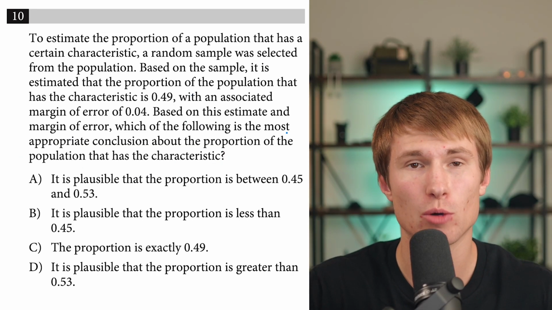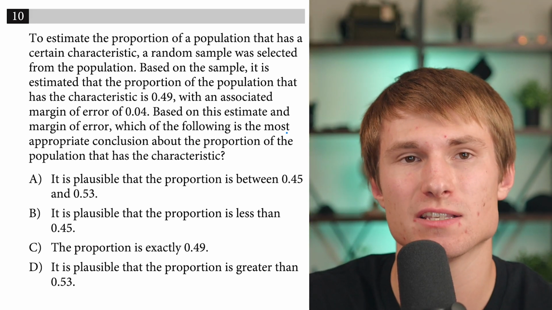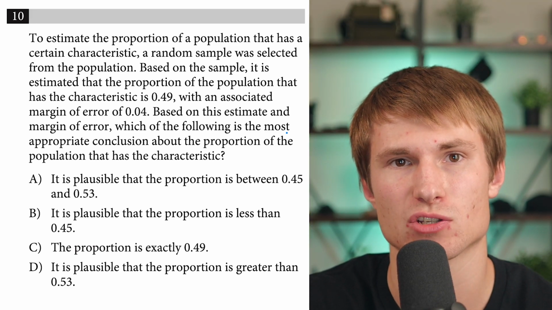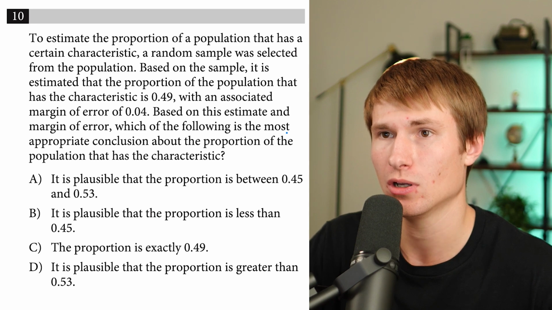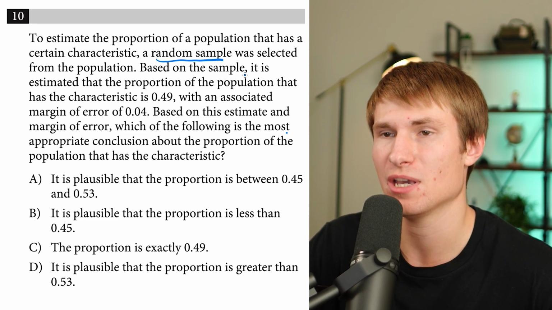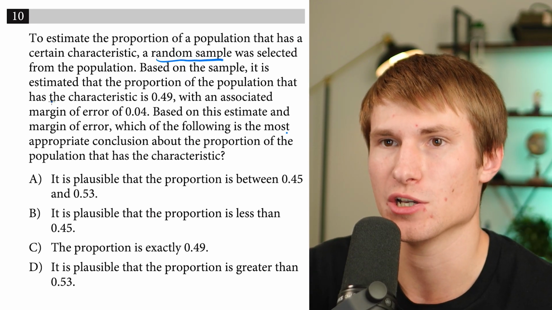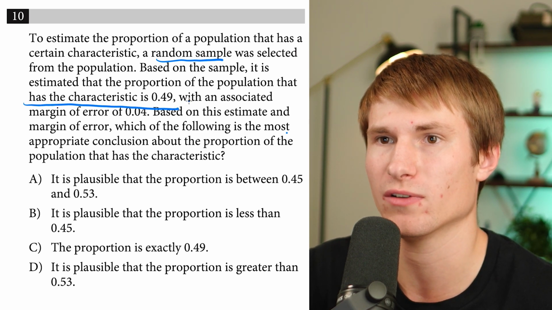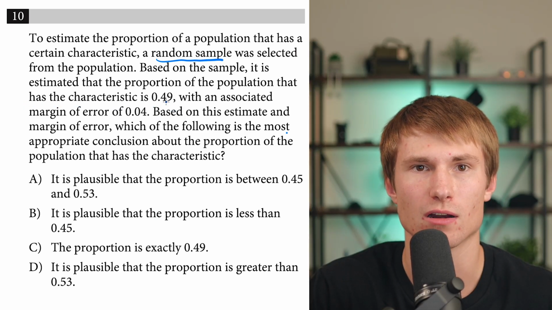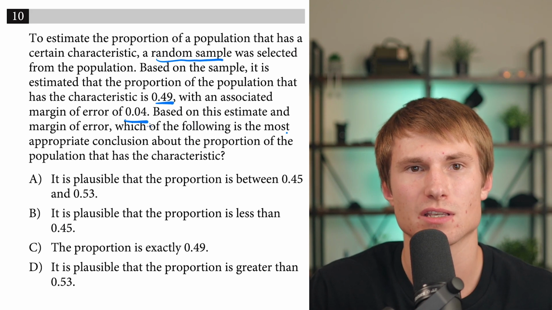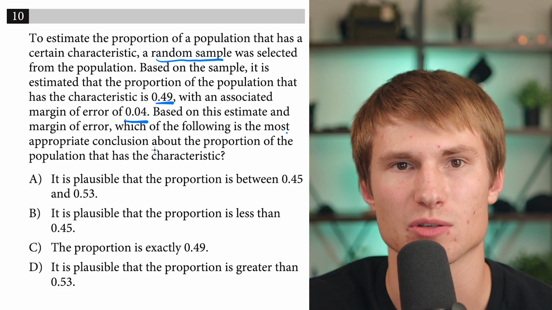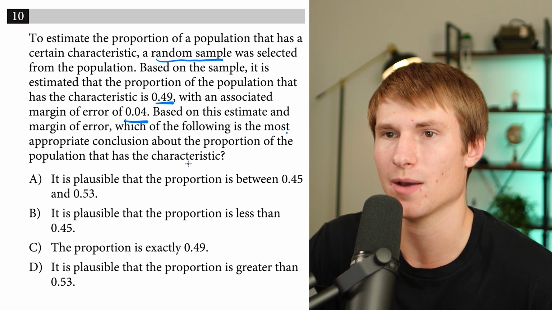Here's something you need to know about margin of error for the SAT. Question 10 states to estimate the proportion of a population that has a certain characteristic, a random sample was selected from the population. Based on the sample, it is estimated the proportion of the population that has the characteristic is 0.49, with an estimated margin of error of 0.04. Based on the estimate and the margin of error, which of the following is the most appropriate conclusion about the proportion of the population that has the characteristic?